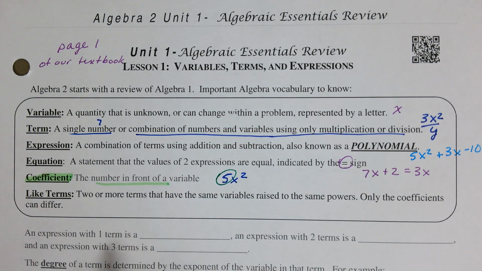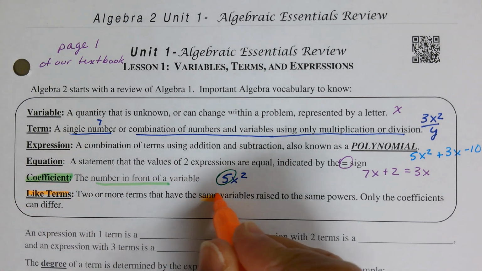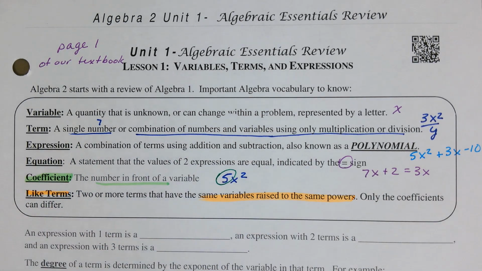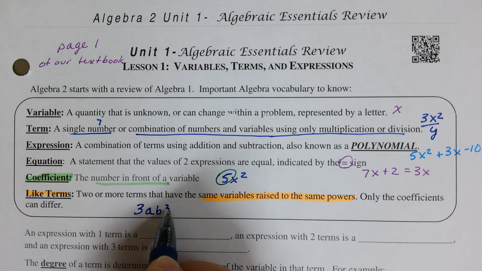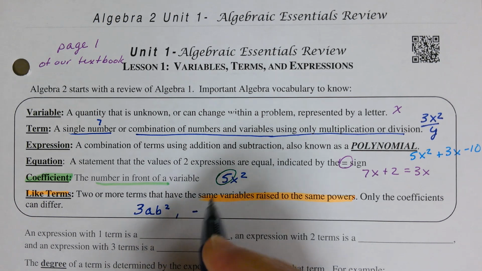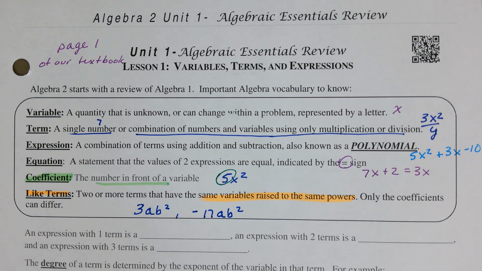Like terms are two or more terms that have the same variables raised to the same powers. For example, 3ab squared and negative 17ab squared. These are like terms. The same variables, a, b, and the same powers, b squared.